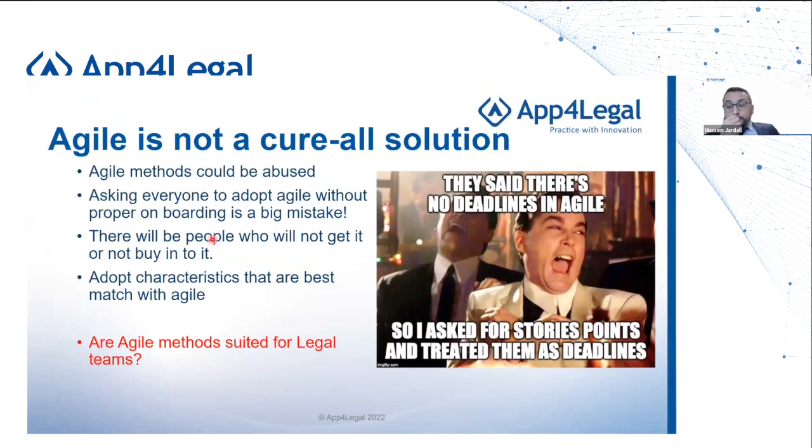But another question pops up. Does being agile mean that all our problems are solved? No, it's not like that. The method could be abused, right? It could be used to do something wrong. You need to onboard everyone about the method. You need people who accept this change, who adopt characteristics that best match agile.